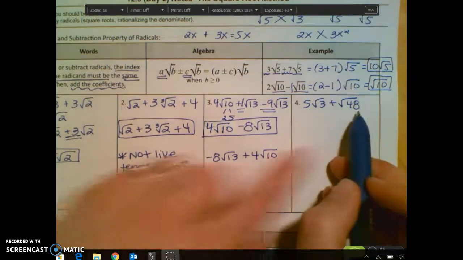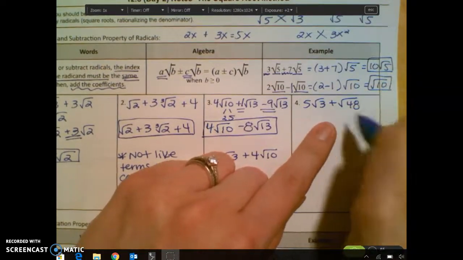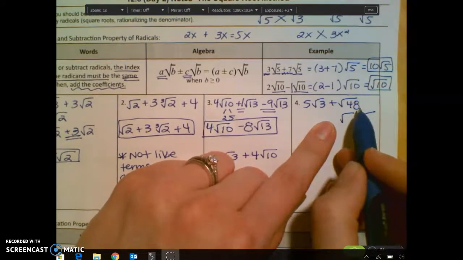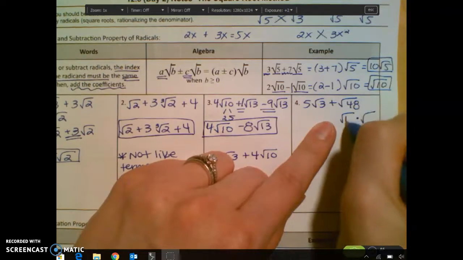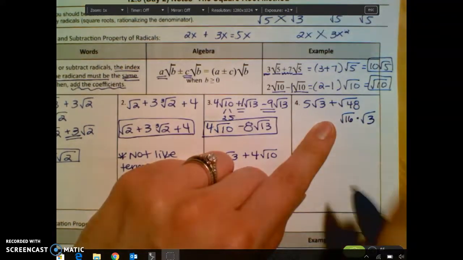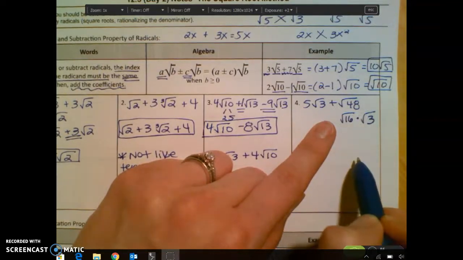All right, root 48, that needs to be simplified. So we want to ask ourselves, if you're using the method that I'm using, what is the biggest perfect square that can go into 48? And that is going to be 16. So this is root 16 times root 3. Now if you like to use the factor tree, that's awesome, and we should still get the same answer.